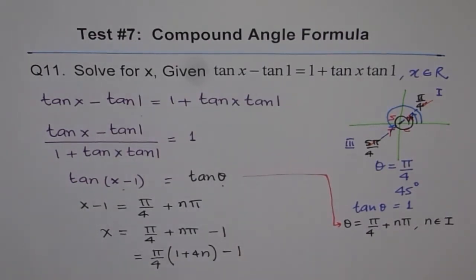Now if the domain was given to us, let us say 0 to 2 pi, then we would restrict this answer within the domain of 0 to 2 pi. That is how you are going to do these kinds of questions. I hope you understand. Thank you.